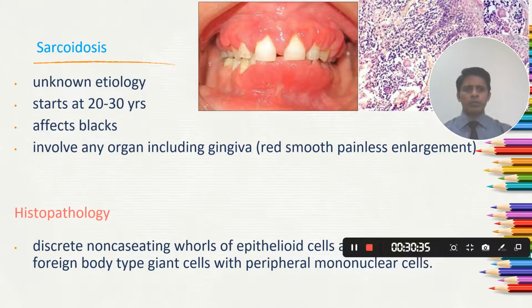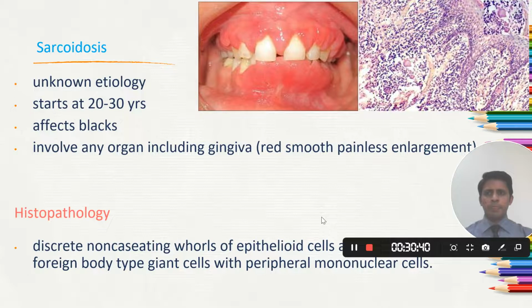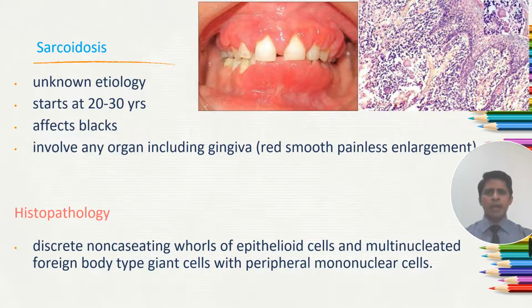Coming to the next disease, that is sarcoidosis. It is a disease of unknown etiology, starting at 20 to 30 years of age. It affects black people. It can involve any organ including the gingiva. The gingiva is red, smooth, painless, and enlarged.